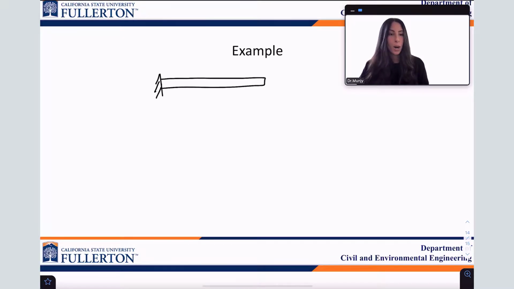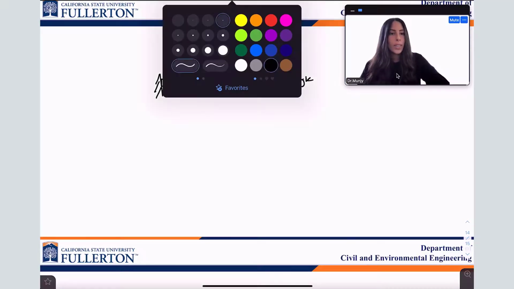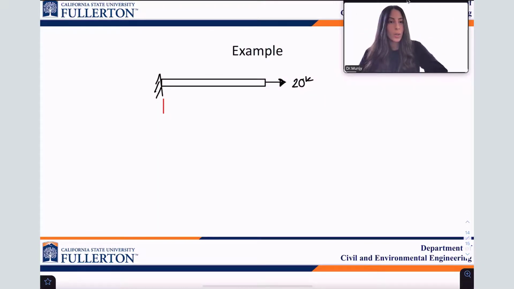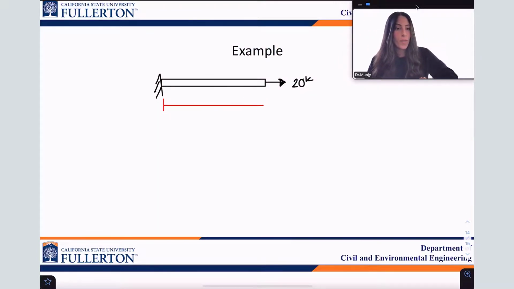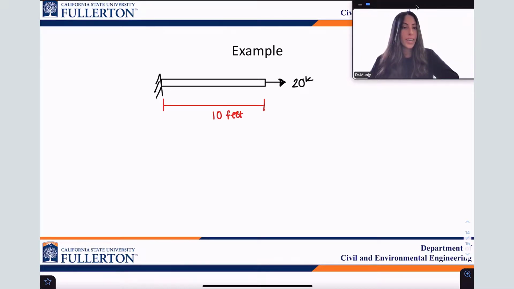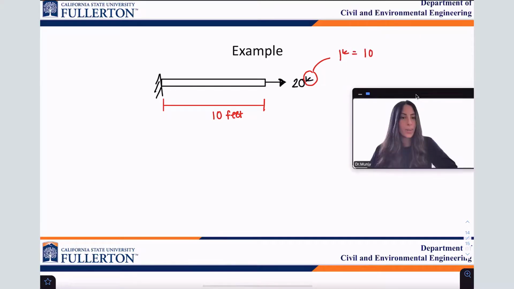I'm going to draw a bar with a fixed support, and I'm going to pull on that bar, right? So this is tension. I'm going to pull on that bar with 20 kips of force, okay? What is a kip? One kip is equal to 1,000 pounds. I'm going to put that on the screen for you shortly. Right now, I'm going to define the original length of the bar, which is 10 feet.